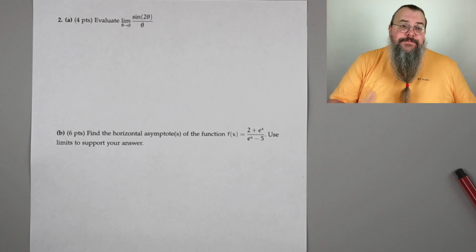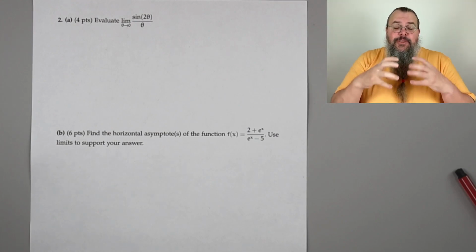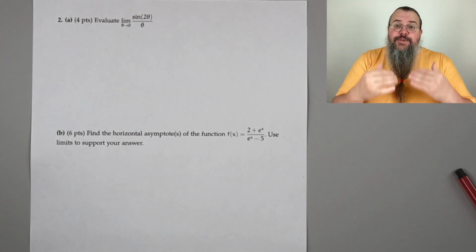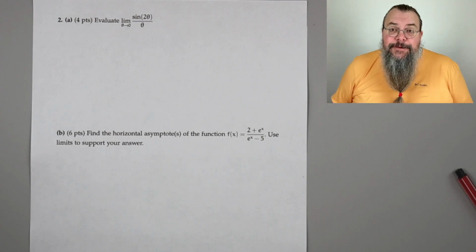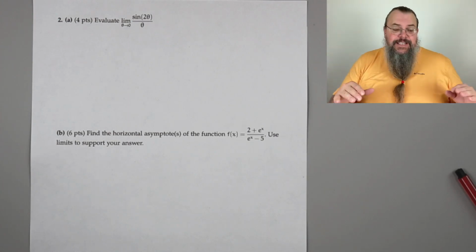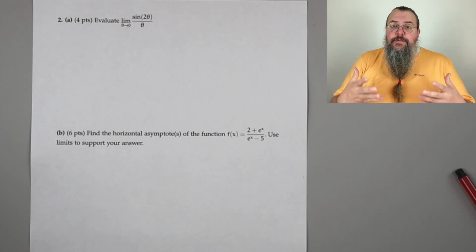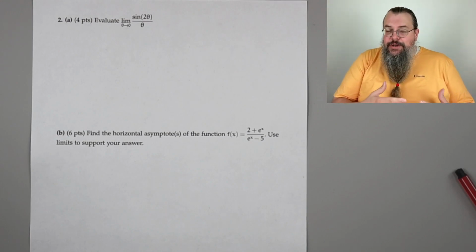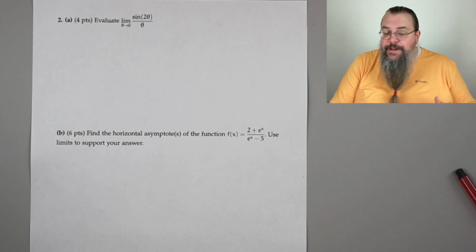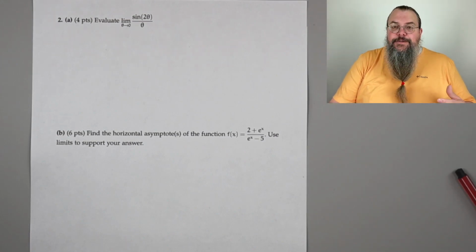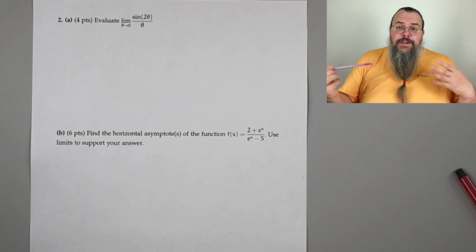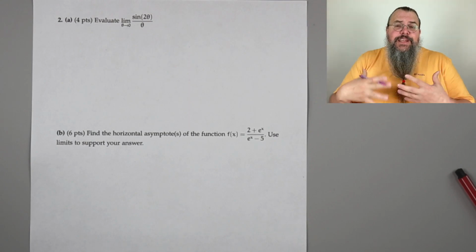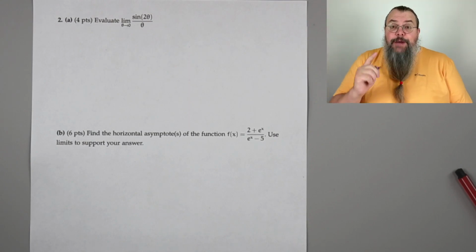Number 2. Evaluate the limit as theta goes to 0, sine of 2 theta over theta. Now this is a classic limit. And so what are we going to do? Well, we're not going to pull out the very powerful machinery, because we don't have it yet, of L'Hôpital. Now, what are we going to do? Well, we're going to think back and say, okay, have we seen a limit like this before? And we actually have.